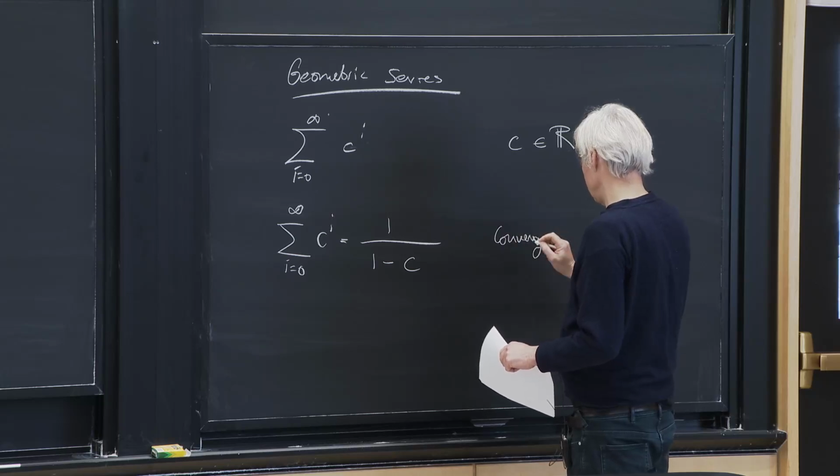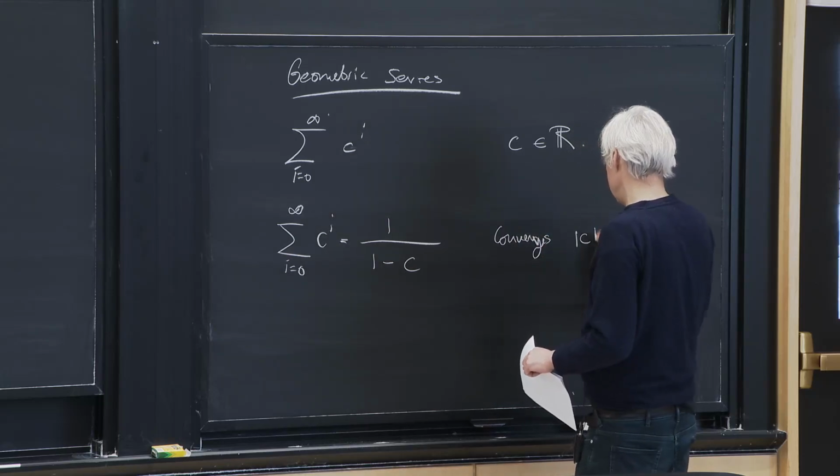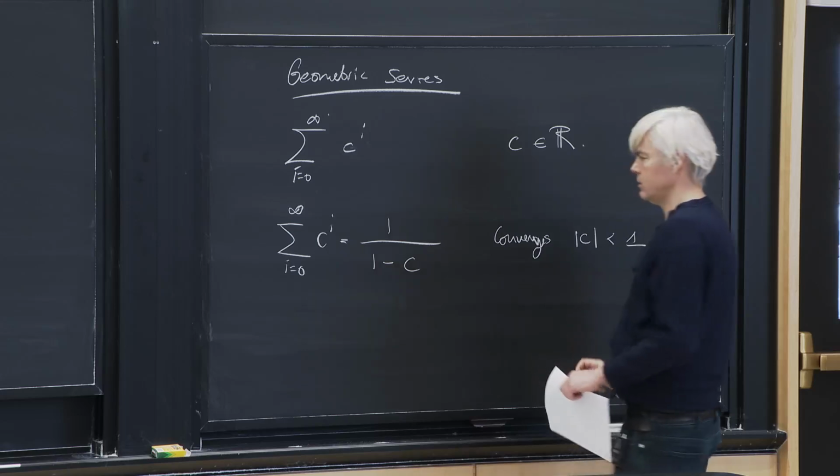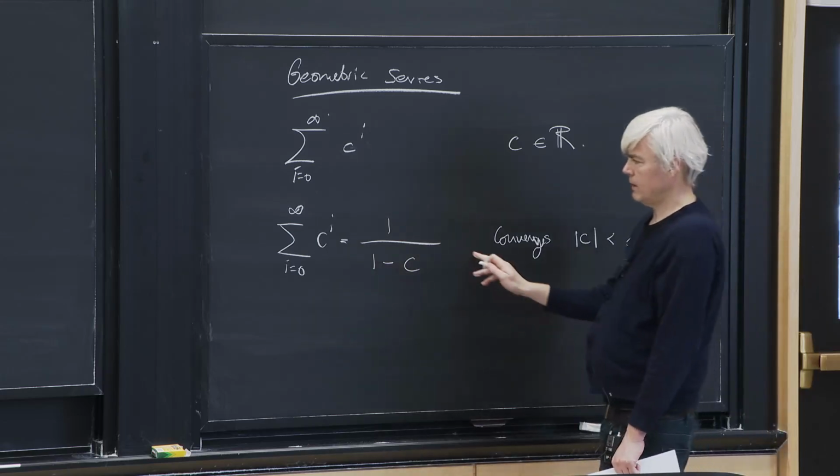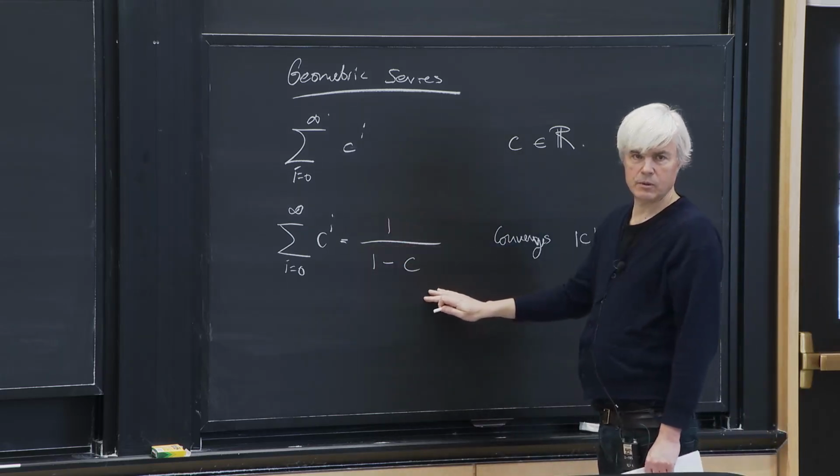So the geometric series converges, provided that the absolute value of c is less than 1, and when it is, this here is the limit.